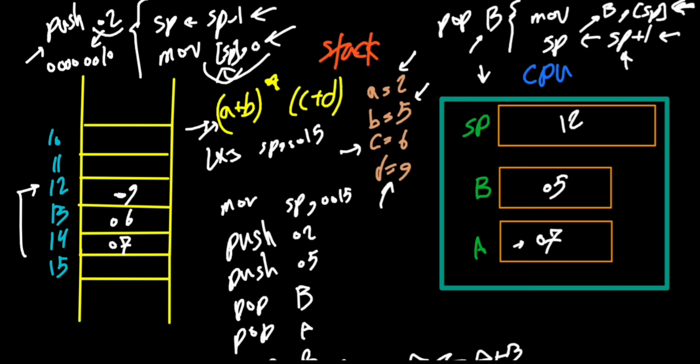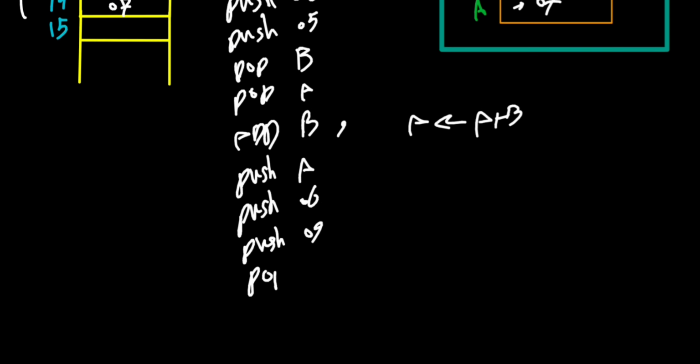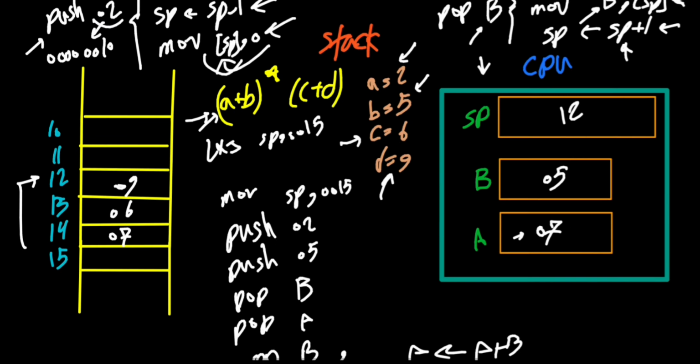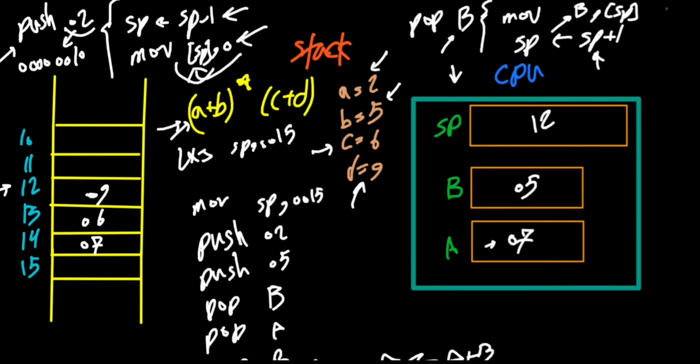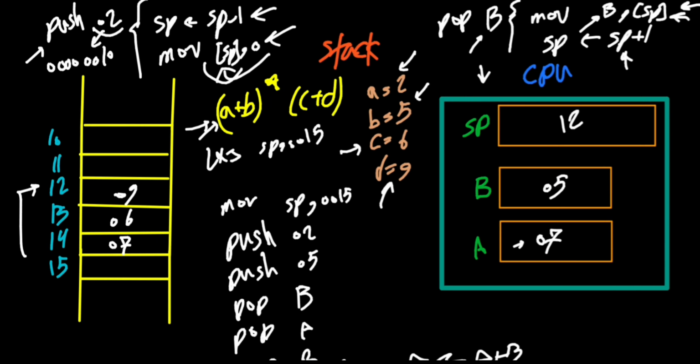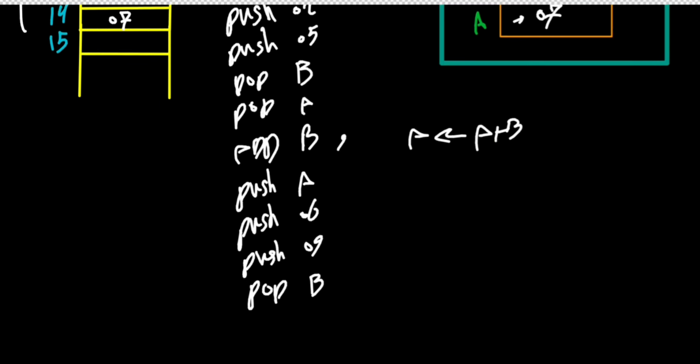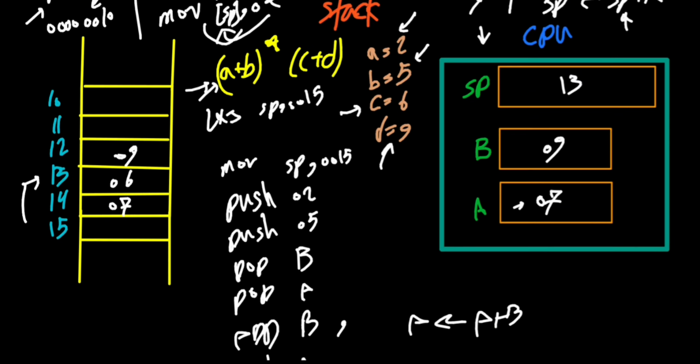Now we have C plus D. We need to bring them in the A and B register. So what I say is pop to the B register, pop would have these two operations. First, move whatever SP is pointing to, the memory cell, to the register B, the argument of the pop. Because SP is 12, it's 09. So 09 would be moved inside the B register. And then the second operation, increment the SP. SP would be incremented to 13. So top of the stack has been changed to 13.